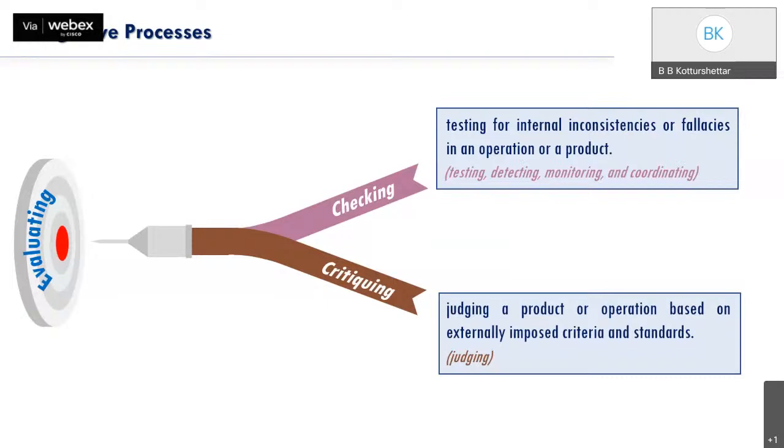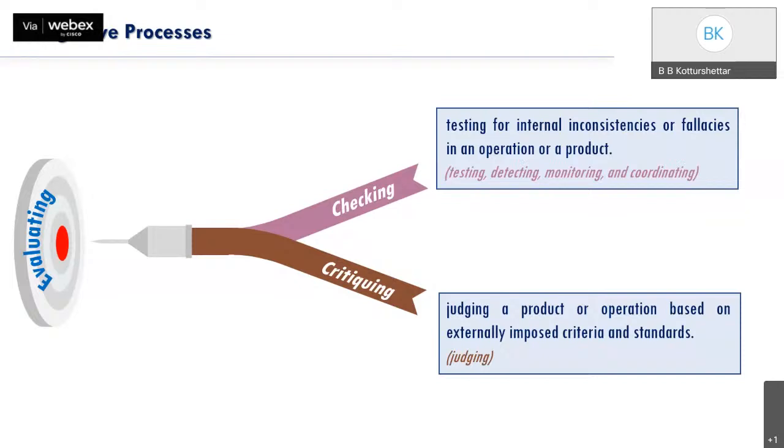What is the difference between checking and critiquing? Checking is testing for internal inconsistencies, and critiquing is judging a product based on externally imposed criteria and standards. So one example, if I can give here, say students carry out a project. They'll use some calculations, they will use some standards. But whatever the discussion that happens before that project is exhibited, is checking.